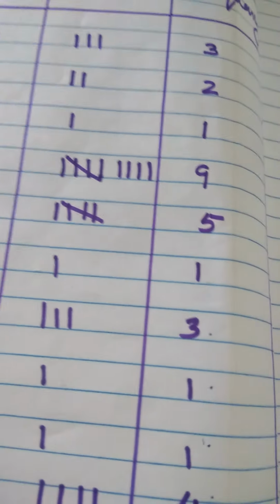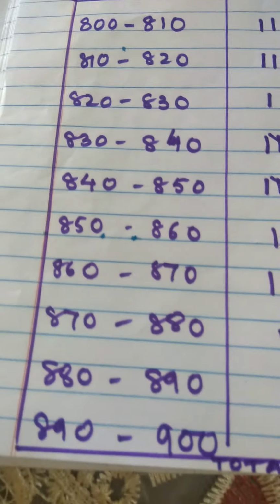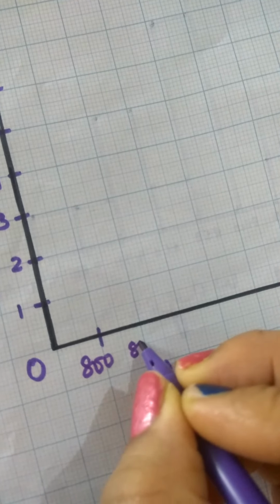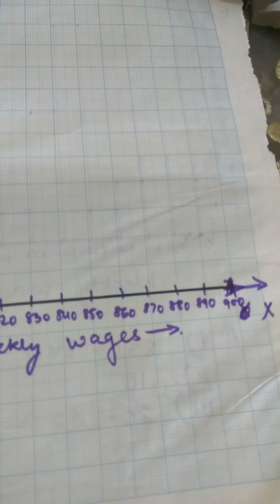Since our frequency ranges from 1 to 9, on the Y axis we can take the figures 1, 2, 3, 4, 5, 6, 7, 8, 9 and 10. And on the X axis we have to take the class intervals, which start from 800, and with a gap of 10 it will go up to 900. So it will be 800, then 810, 820. Thus on X axis I have drawn up to 900. Each square is taken as 1 unit.